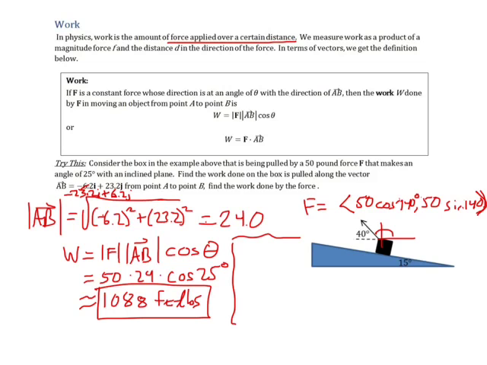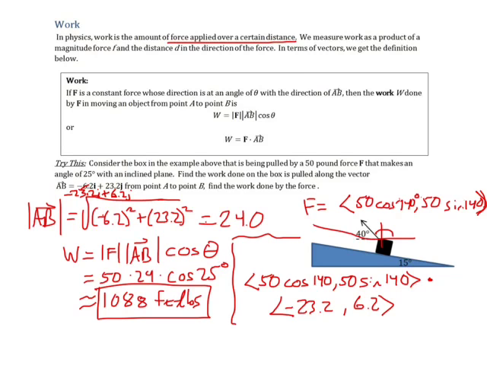Okay, and so what that's going to do is if we take F, which is 50 cosine of 140 and 50 sine of 140, and do the dot product with negative 23.2 and 6.2, you see that's going to give us this direction vector that's going off left and up at a 15 degree angle. And if we do the dot product of those vectors, we will get our 1088 number. I'll let you try that out. And that's foot-pounds again.